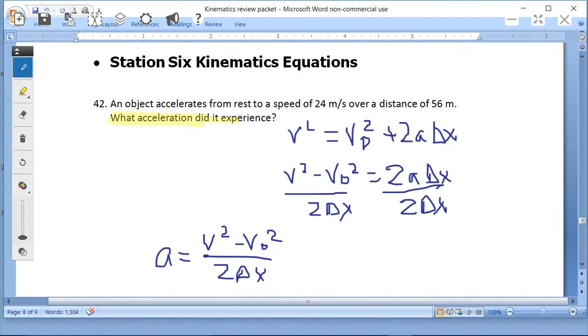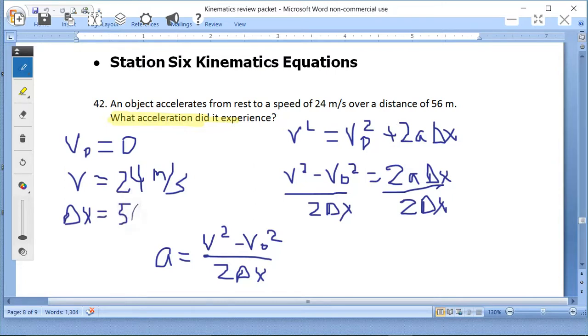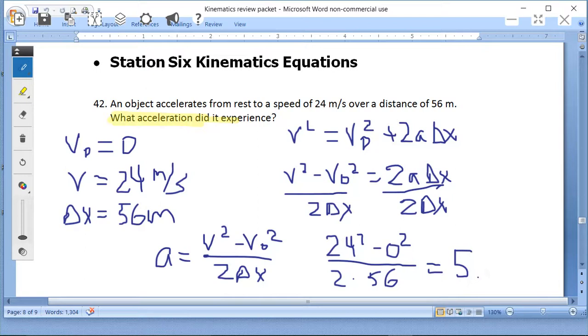Since we started from rest, my v0 is going to be 0. My v at the end is 24 meters per second, and my delta x is 56 meters. Plugging in the numbers, this becomes 24 squared minus 0 squared divided by 2 times 56. This works out to be 5.14 meters per second squared.